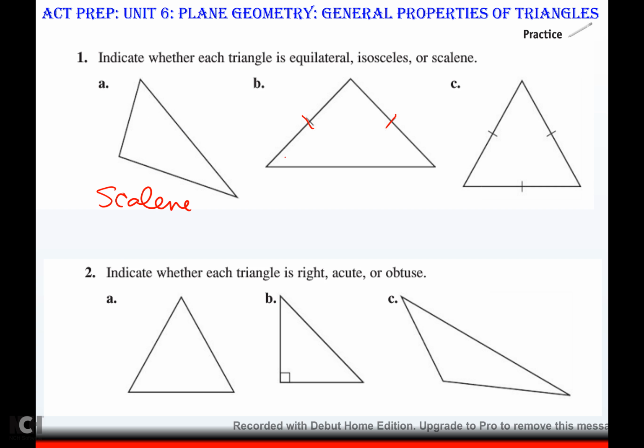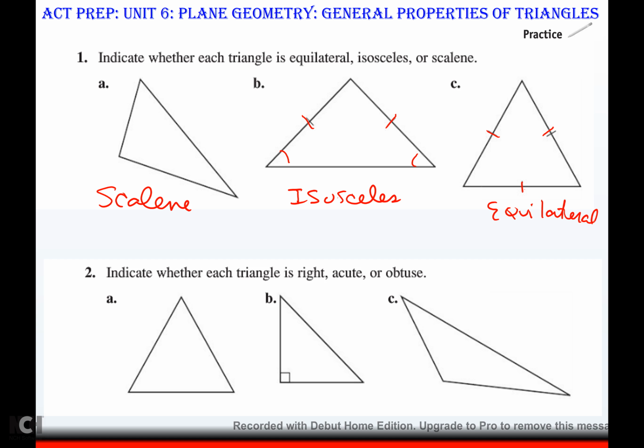Two sides are equal, which means two base angles are equal. That's isosceles, which I can't spell. Isosceles. And when you have all three sides equal, that makes equilateral.